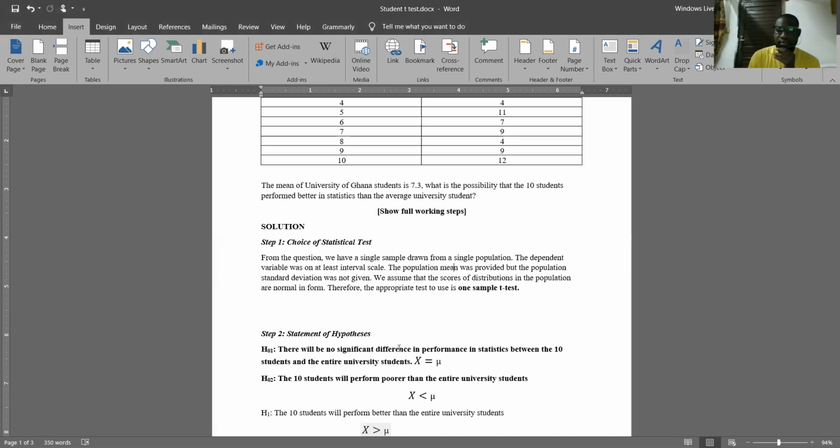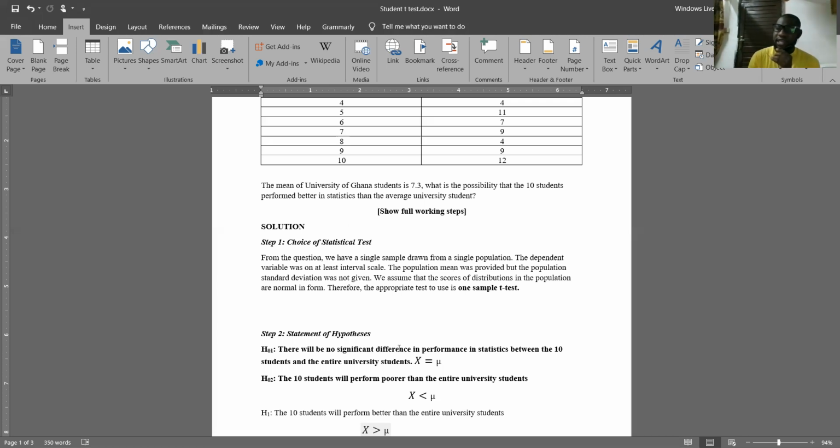So when you read the last statement or the latter part of the question, they indicated what is the possibility that the 10 students performed better in statistics than the average university student. So first, we should find out what are we measuring? Performance. And they are telling you the sample, which is the 10 students, will perform better than the population, which is the average university student. So that is your prediction, and that is your hypothesis. And that will be for H1.